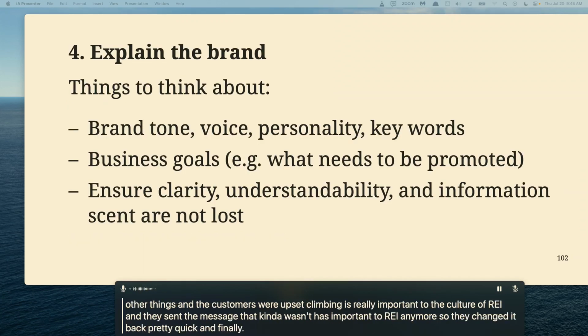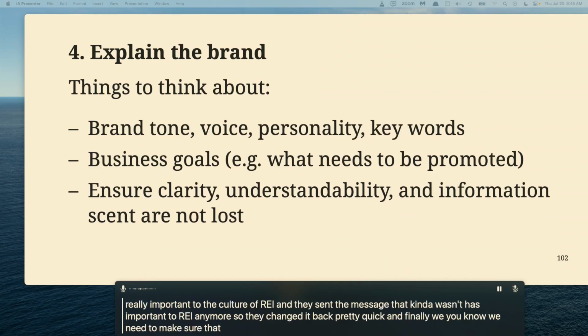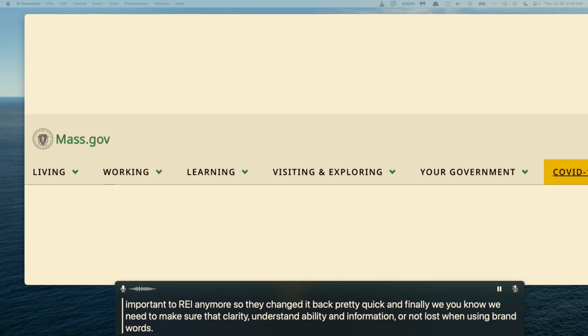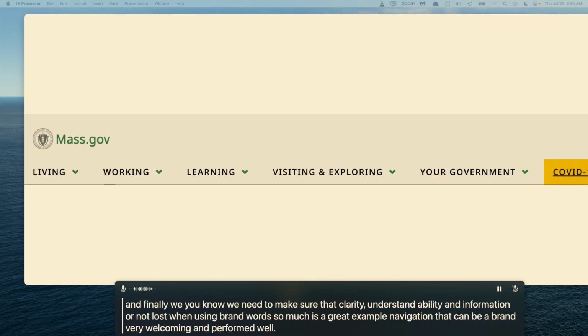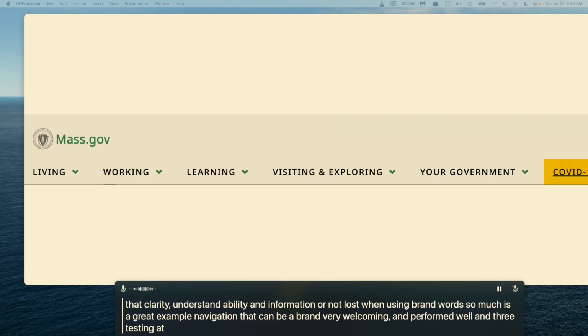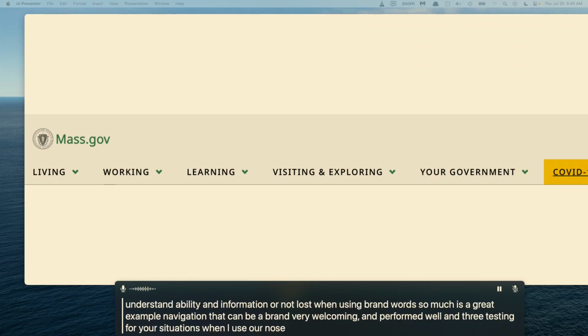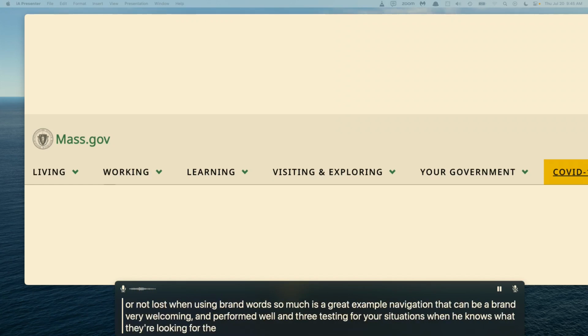And finally, we need to make sure that clarity, understandability, and information scent are not lost when using brand words. So mass.gov is a great example of navigation that conveys a brand. It's very welcoming, and it performed well in tree testing for situations when the user knows what they're looking for. But where it fails is that it doesn't really educate you about the kinds of things that you can do on the website.